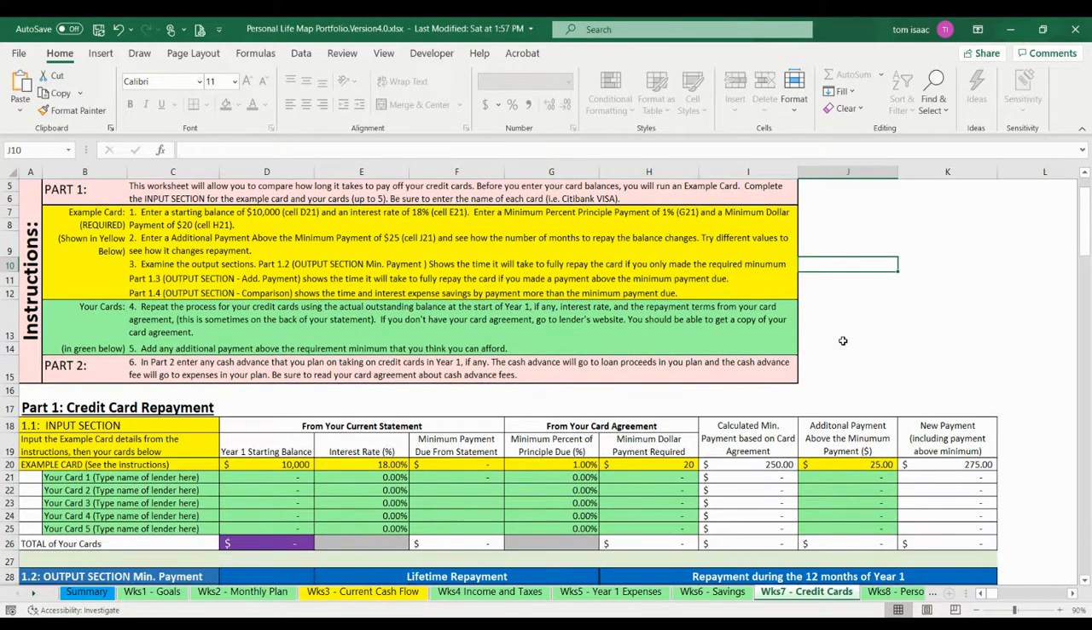But if you have credit cards or you expect that you will have credit card debt at the end of your Point Park career, at the start of year one, you're going to enter those credit cards in here.